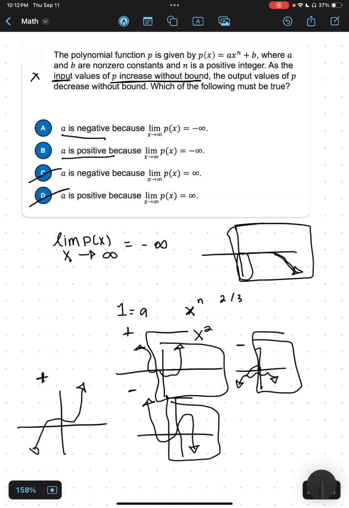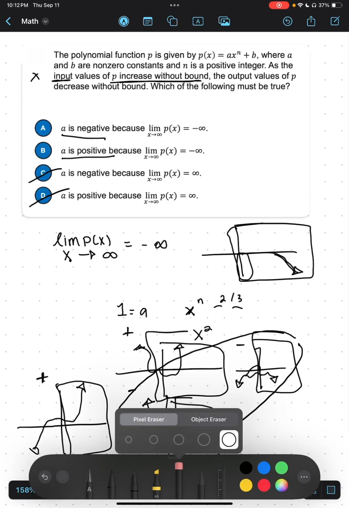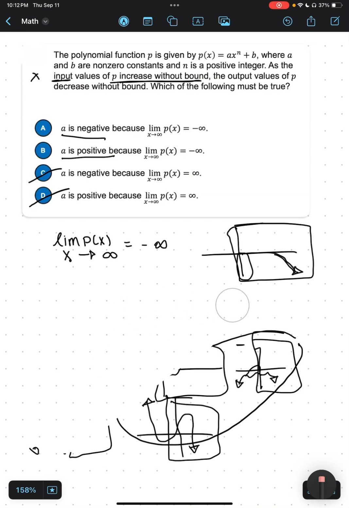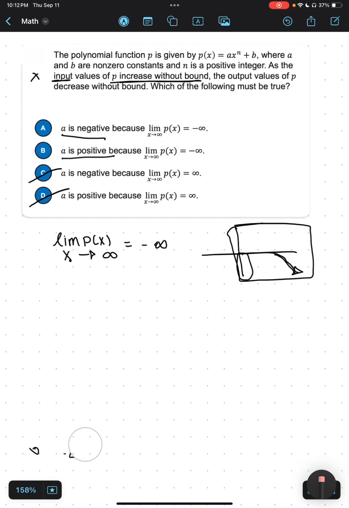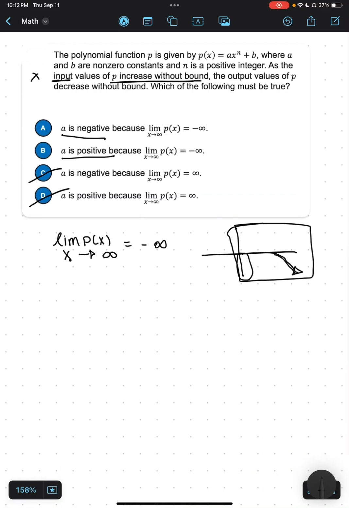or as x increases without bound, we're looking at our right sides of our graphs. If we want our y's to decrease without bound, we have to look at our negative graphs. I'm sorry if it's really messy, but this is like the best way I can explain it. So in that case, that means our A has to be negative. So our answer is A.